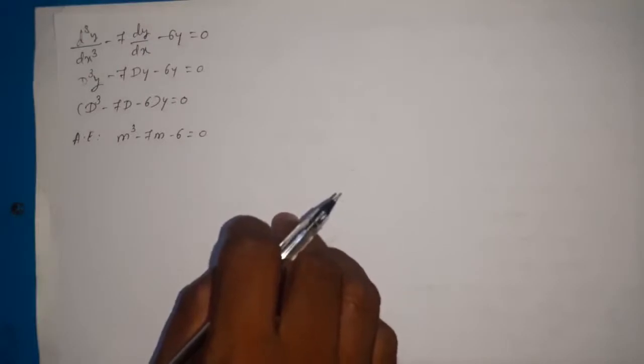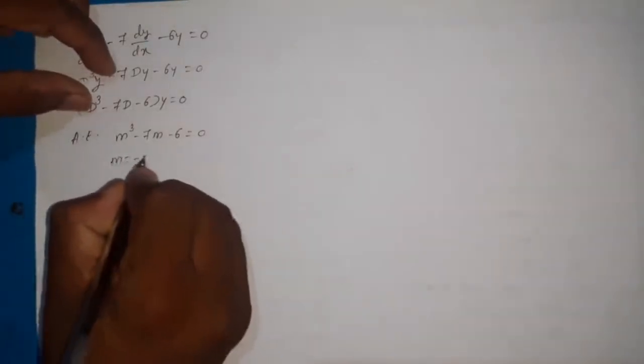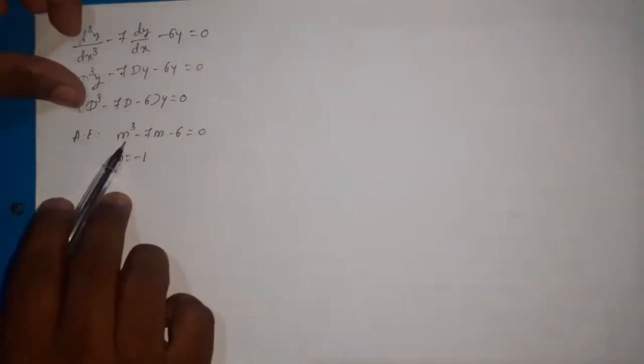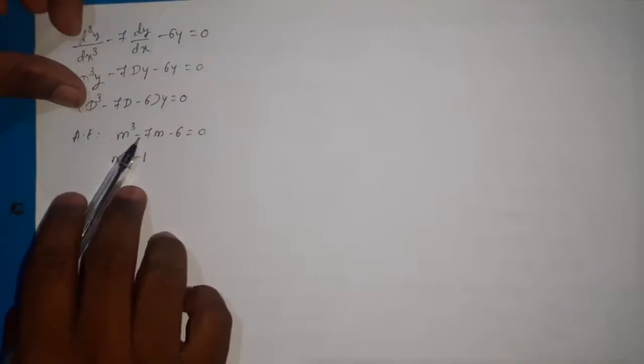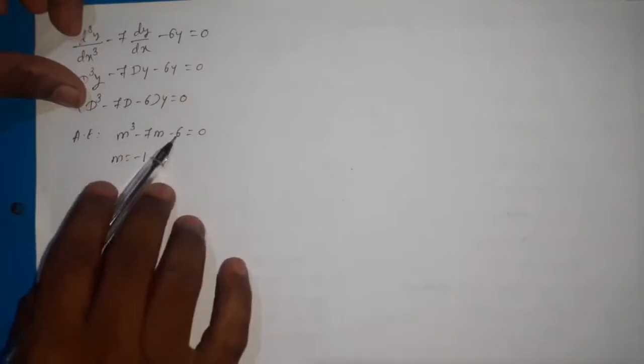The first root can be obtained by using the trial and error method. By substituting m equal to 0, plus or minus 1, plus or minus 2, and so on, for which value the equation is satisfied, that is the first root of the equation. So here by substituting m equal to minus 1, we can satisfy the equation: minus 1 whole cube is minus 1, then minus 7 into minus 1 becomes plus 7, and minus 6. So minus 1 minus 6 minus 7 and plus 7 is equal to 0. So 0 equal to 0, the equation is satisfied for the given root m equal to minus 1.